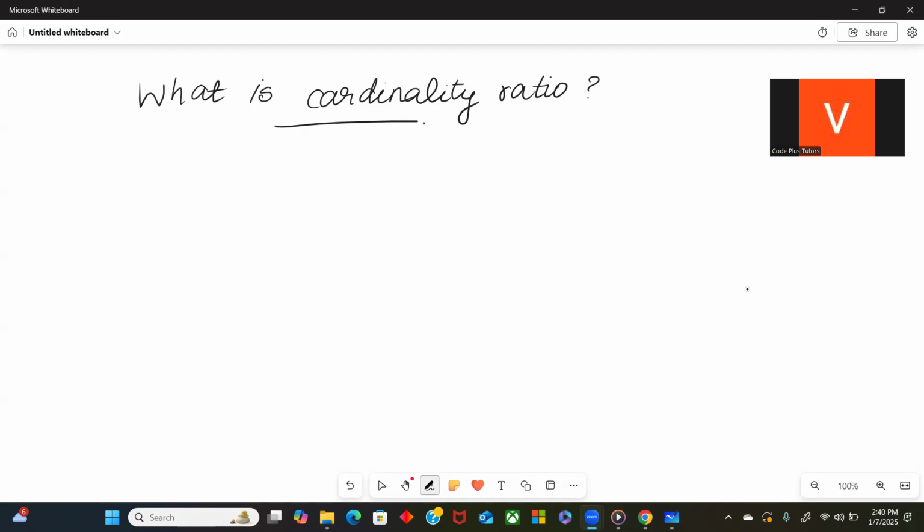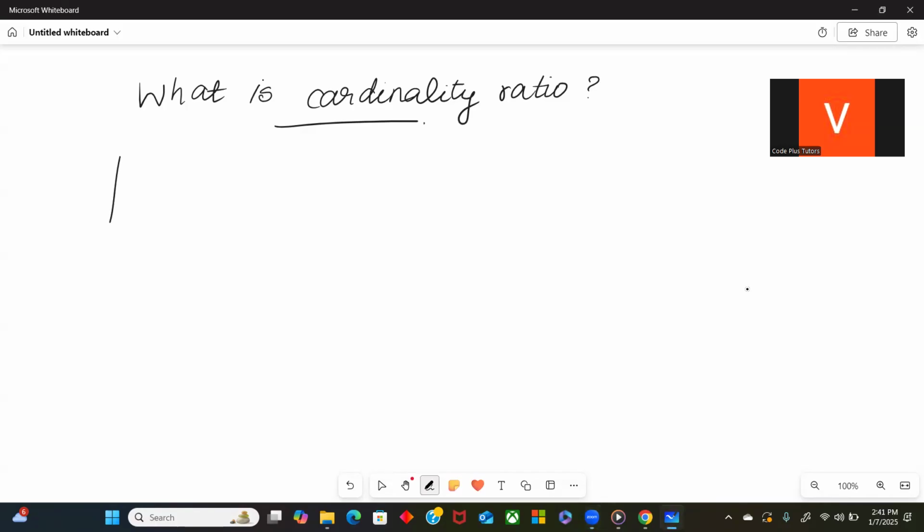And today we are going to talk about what is cardinality ratio. So we know that when we have two entities, they can participate in a relationship. How many instances of one entity participate in a relationship, or how many instances of both the entities participate in the relationship? That is called cardinality ratio.